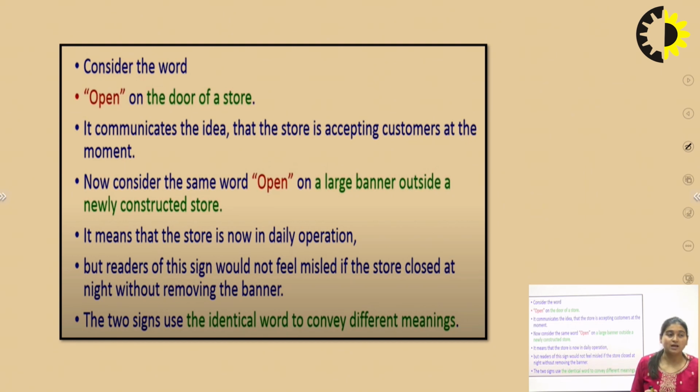It means that the store is now in daily operation, but the reader of this sign wouldn't feel misled if the store closed at night without removing the banner. So there are two uses of the word, but they signify different meanings. The signs use the identical word to convey different meanings. So it is very indispensable to understand the context in which the words are written, or what a particular sentence is trying to convey.